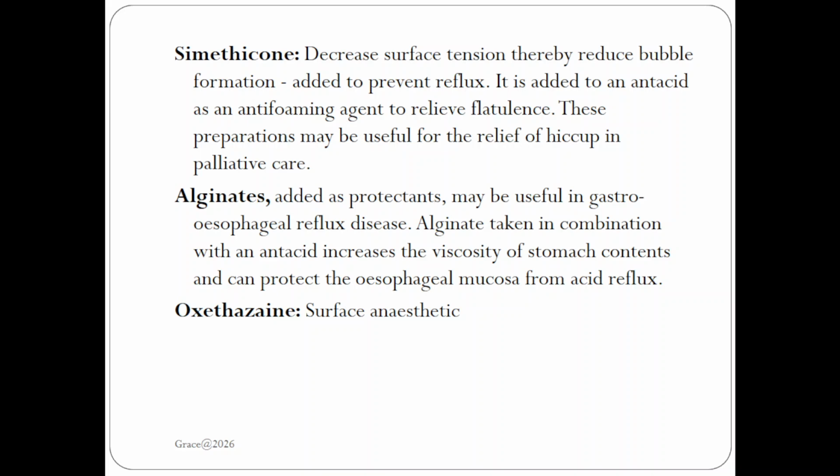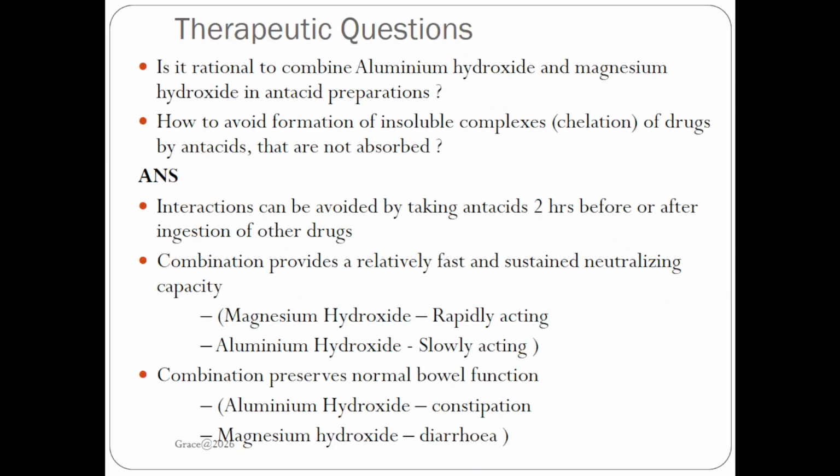Then we have the alginates. Alginates are used as protectants. We see that they may be useful in gastroesophageal reflux, and alginate is taken in combination with antacids. You don't take it alone. Its main mechanism is increasing the viscosity of the stomach contents, which can protect the esophageal mucosa from acid reflux.